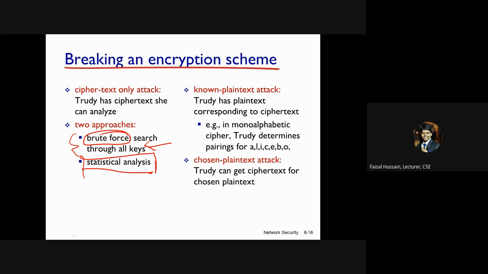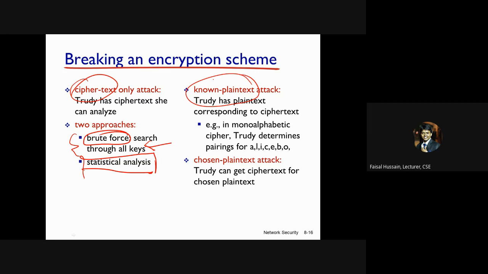Now, other than that, you have the known plain text attack. In the previous case, you had only the cipher text. Now you assume that you know the plain text as well. So Trudy has plain text corresponding to a cipher text. If it is found, then it is very easy to break the mono-alphabetic cipher. If somehow this gets out, then Trudy can get the result.